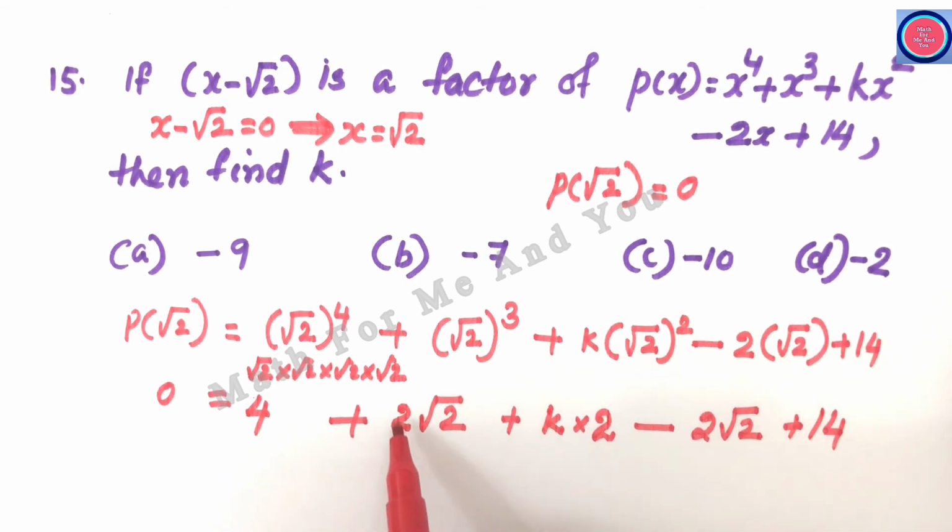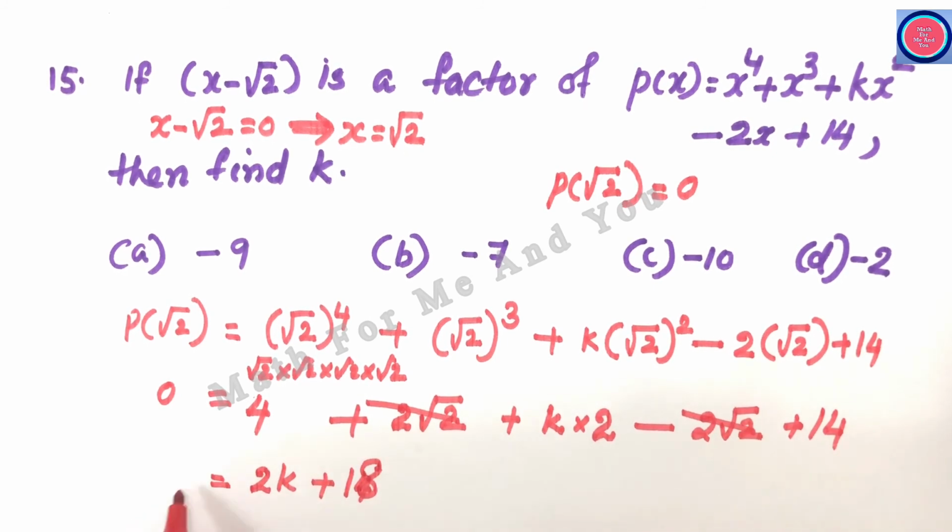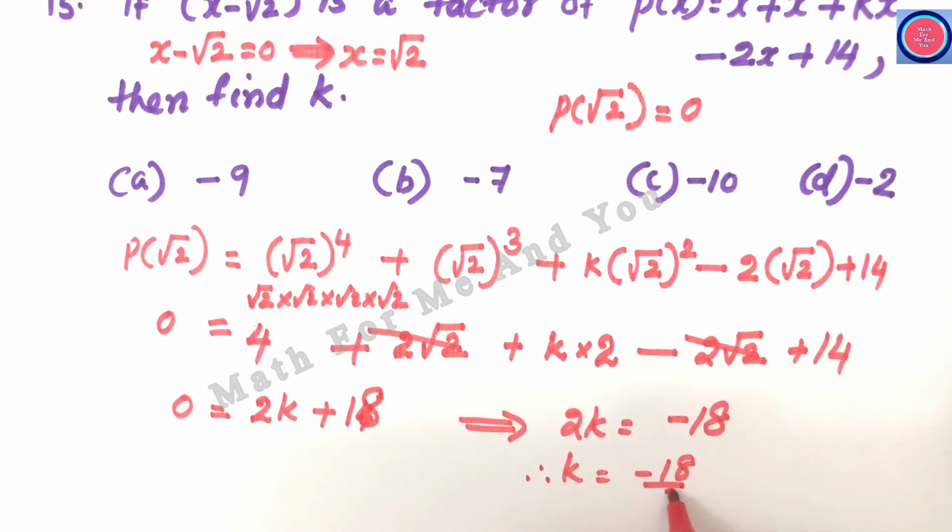Next step, from the right side we can cancel plus 2 root 2 with minus 2 root 2. So what we are getting over there is 2k plus 18. 0 equals 2k plus 18. That means 2k equals minus 18. Therefore k equals minus 18 divided by 2, which is equal to minus 9. So option A, minus 9, is the correct answer.